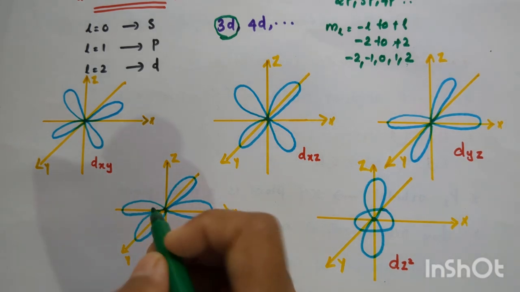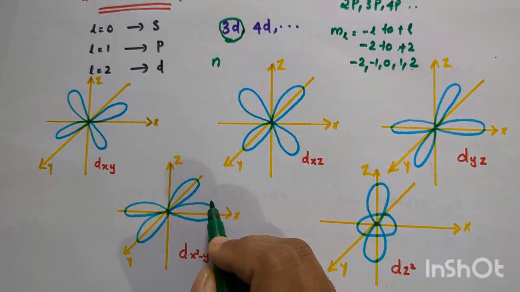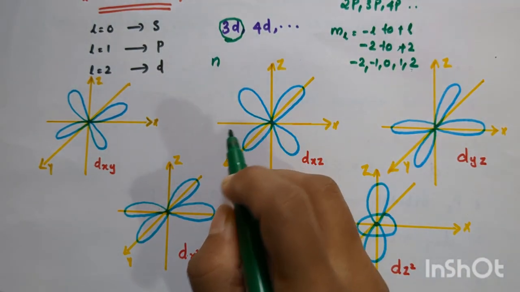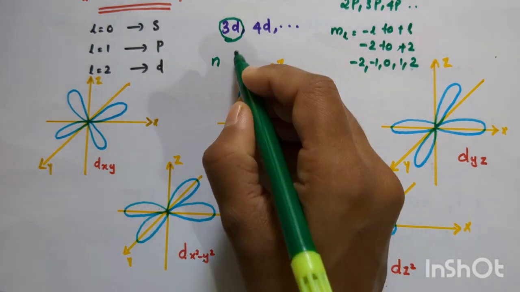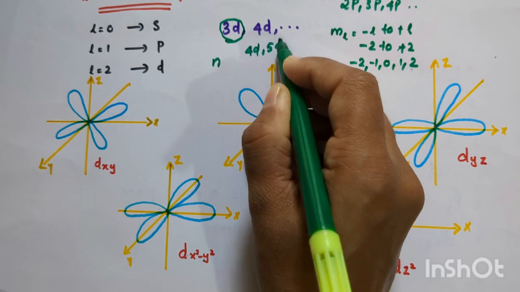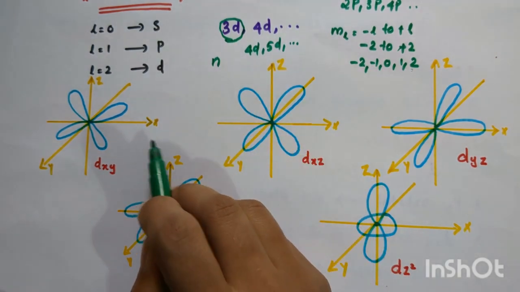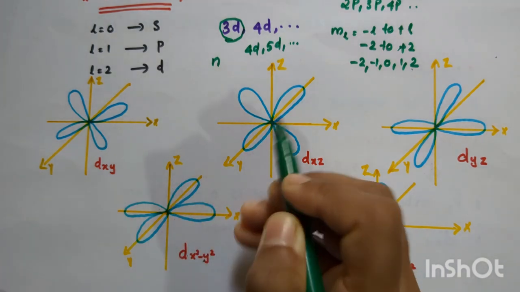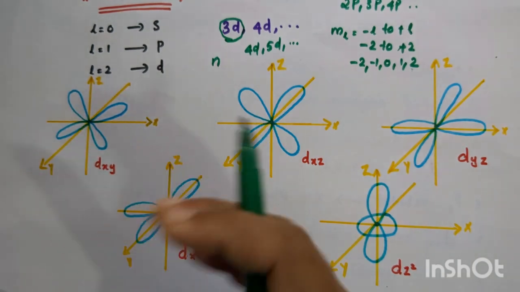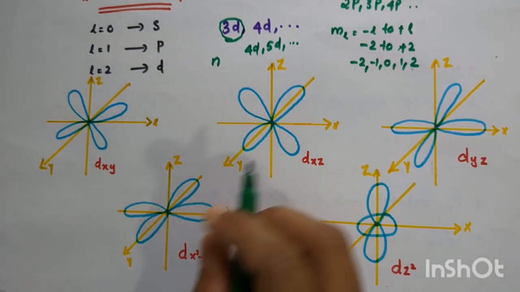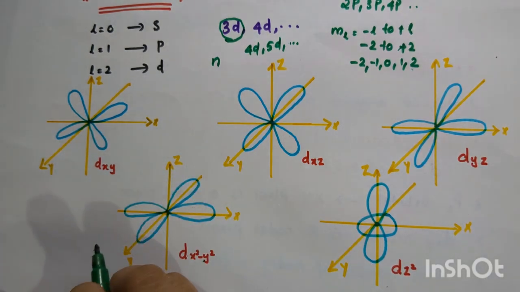Now you see the d orbitals for which the principal quantum number n is greater than 3, that is 4d, 5d, 6d, etc. They also have shapes similar to the 3d orbitals, but their size and energy are different. That is, the shapes of 4d, 5d and 6d orbitals are similar to the shapes of 3d orbitals as shown here, but their size and energy are different.